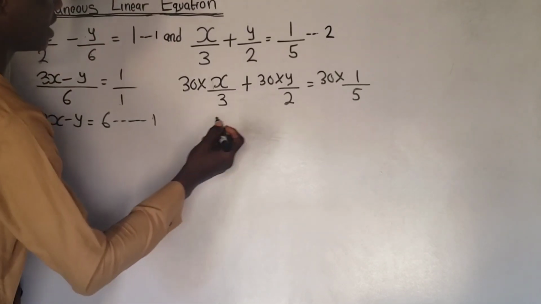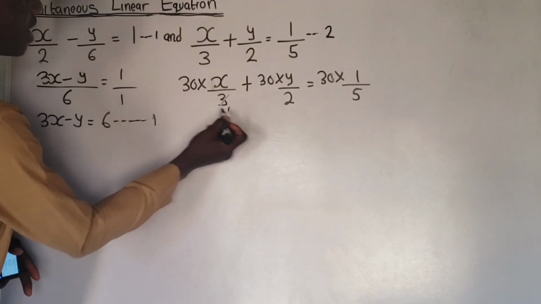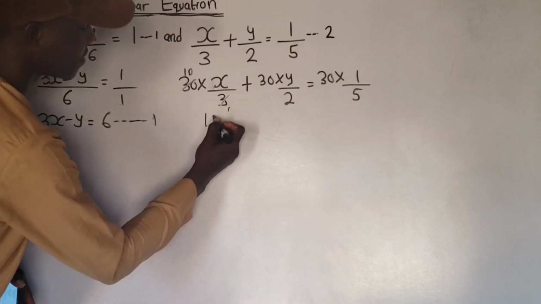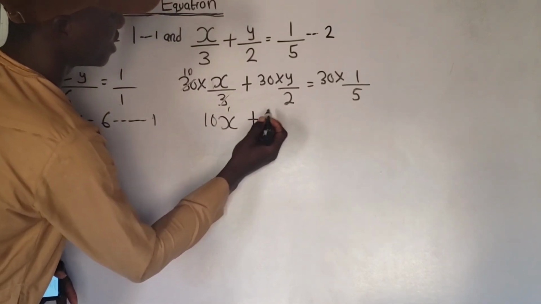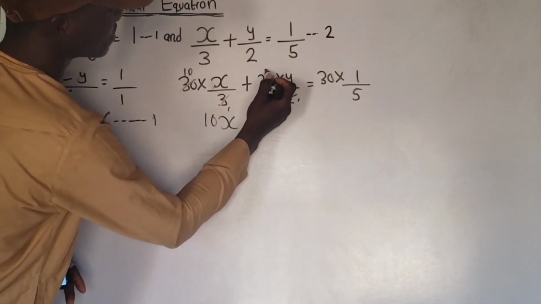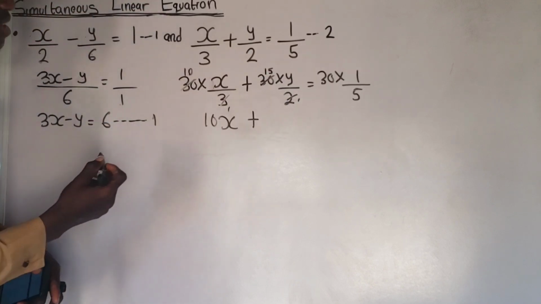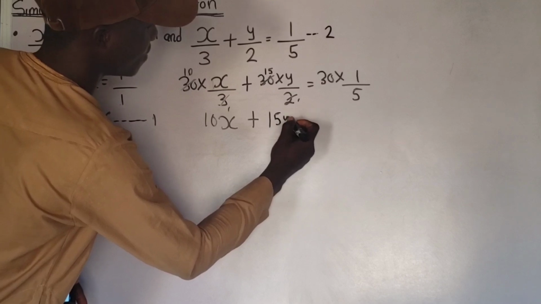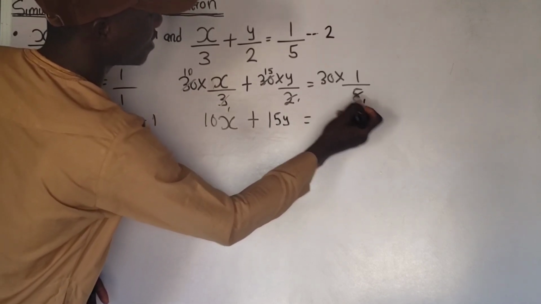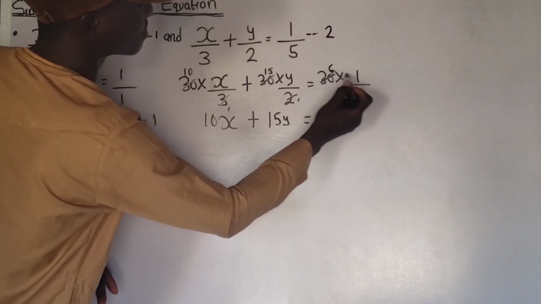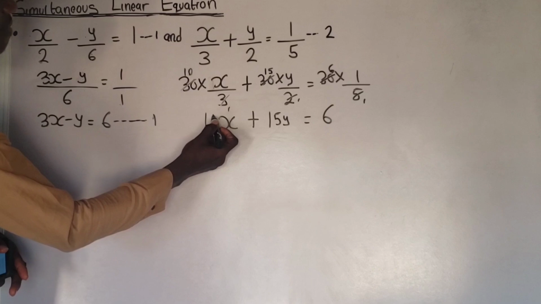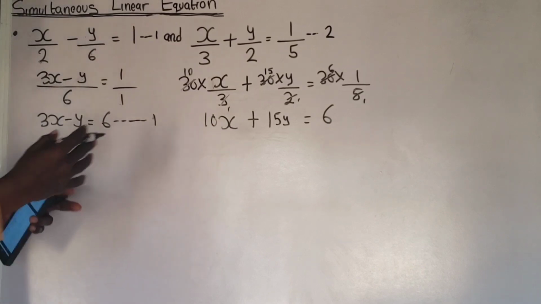So for this, 3 into 30 is 10. 10 multiplied by x is 10x, so I'm going to have 10x, plus 2 into 30 is 15, and 15 multiplied by y is 15y. 15y is equal to 5 into 30, which is 6, and 6 multiplied by 1 is 6. Now I have modified the fractions such that we are not having fractions again. We have it in linear form.